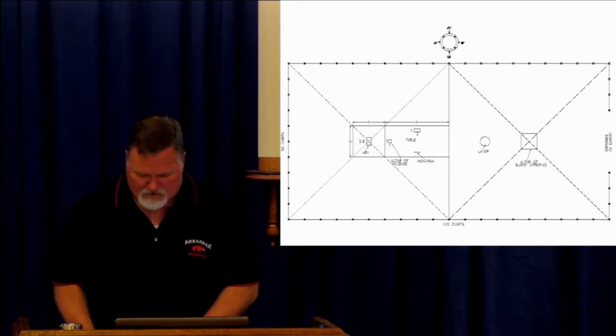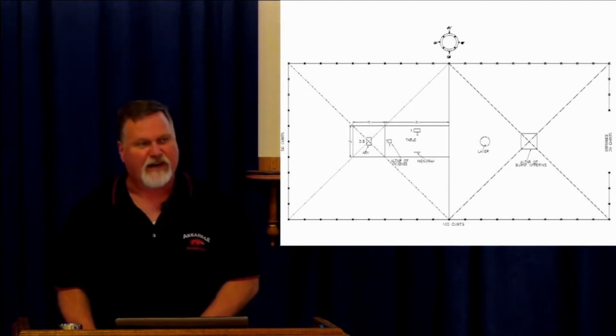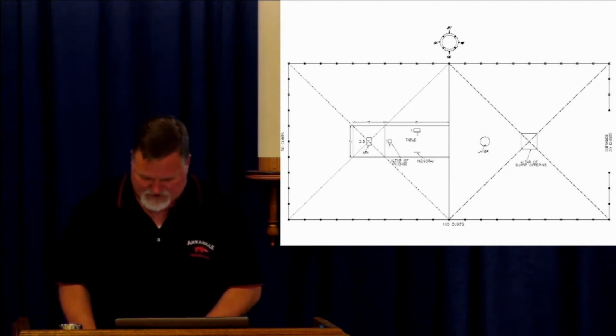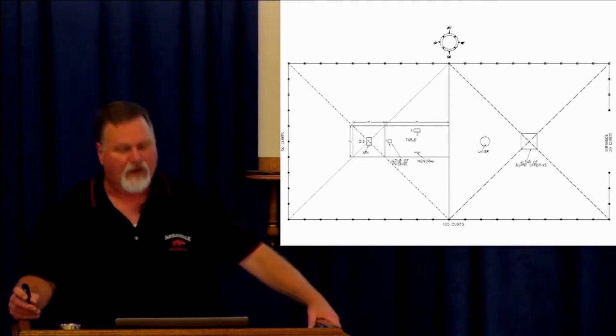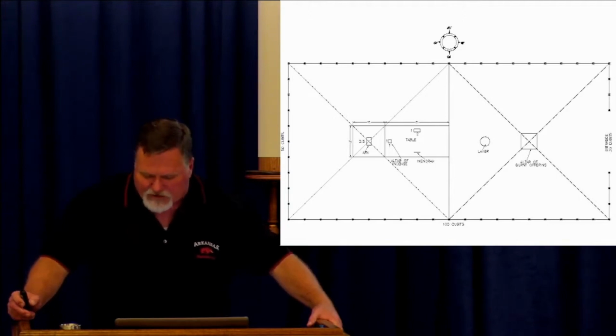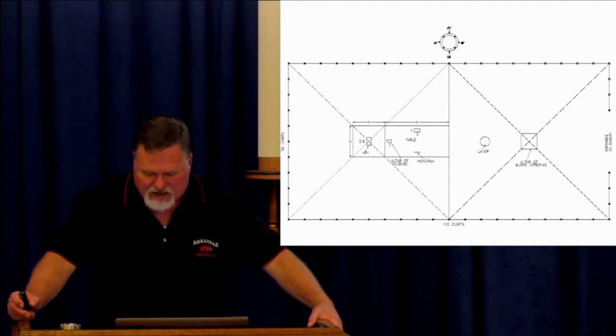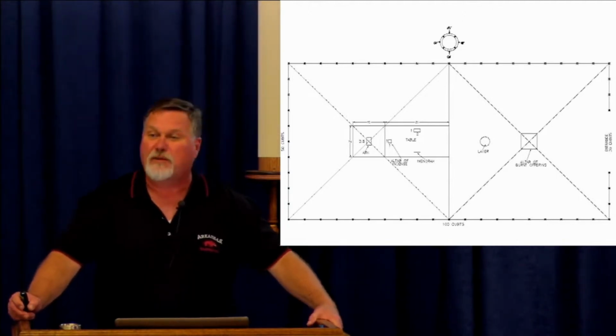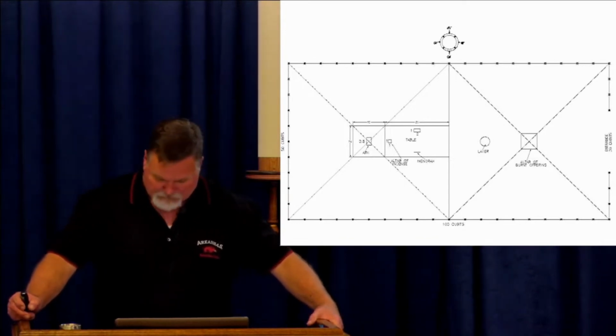Now, there are 7 categories of basic materials needed for the construction of the tabernacle. They're metals, dyed yarns, fabrics, timber, oil, spices, and gems. And all these things were going to be acquired through donations.